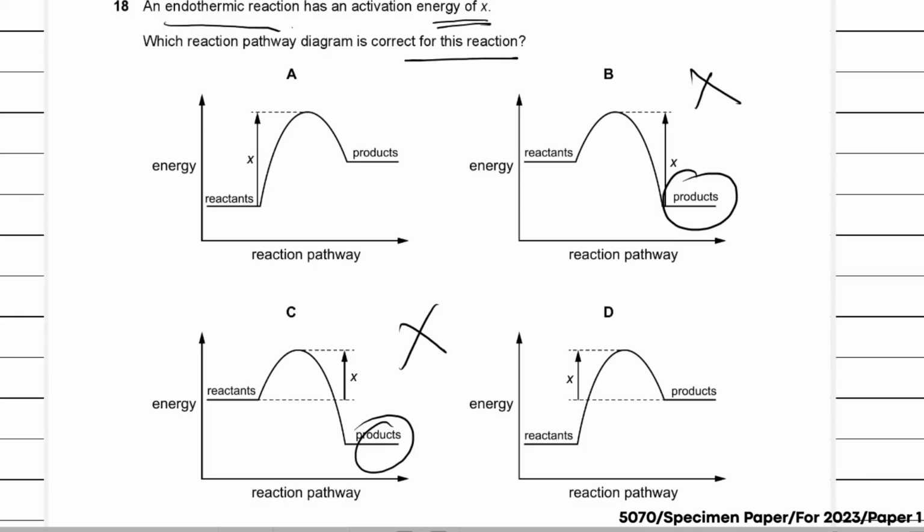Now we have to find activation energy. So activation energy is the total energy from the reactants to start up the reaction and then go all the way up to the peak point of the reaction before the products are formed. This right over here is the enthalpy change, or the amount of heat energy absorbed if it's an endothermic, or radiated if it's an exothermic. So our definite answer is A.